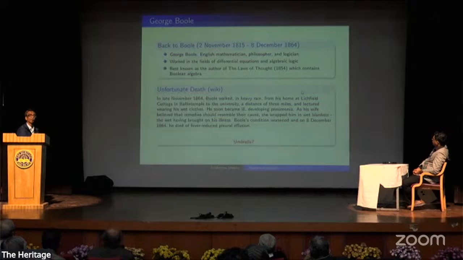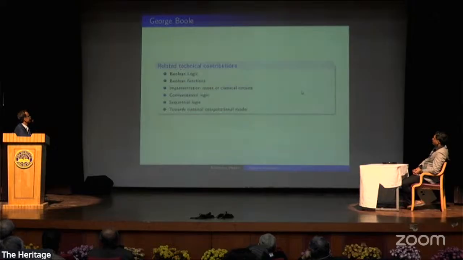A man of such stature went without an umbrella, and he had a cold, and at that time people believed that remedies should resemble their cause. So his wife wrapped him in wet blankets, and unfortunately he died. 1815 to 1864, less than 50 years, he died. So he could have done a lot more. His contributions are related to these things. At that time, possibly he couldn't understand that things would move that fast in this century. But most of the things on which we work have been developed by him.